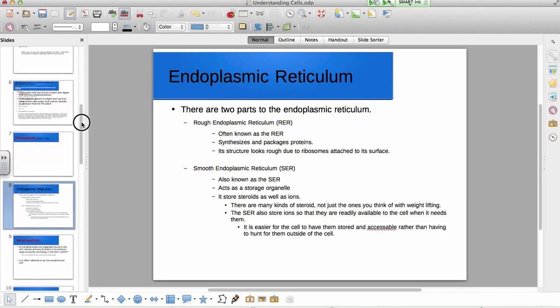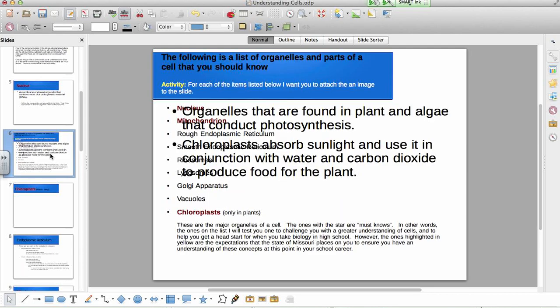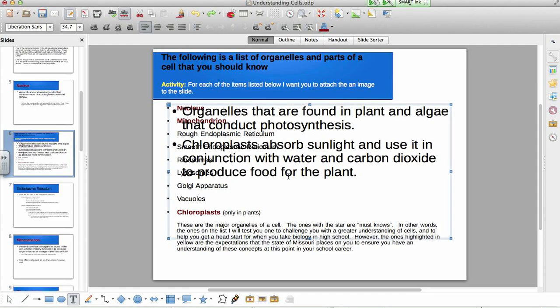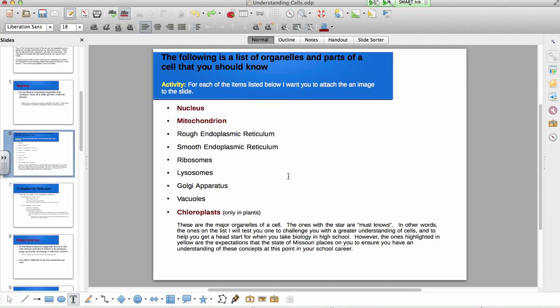Okay, so that should conclude all right. That will conclude this. We have covered the following items. We have covered the nucleus. We have covered the mitochondrion. Bold red means must know. We've talked about the rough and the smooth endoplasmic reticulum, ribosomes, lysosomes, Golgi apparatus, vacuoles, and the third must-know in this is the chloroplast.